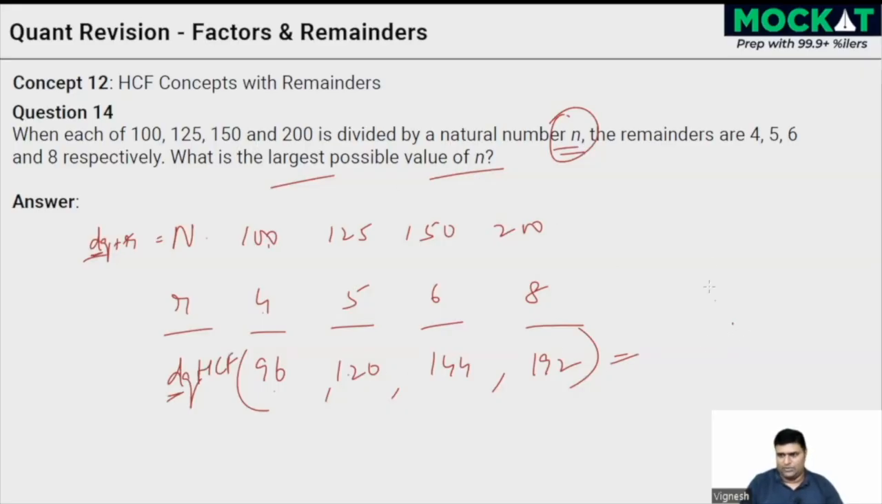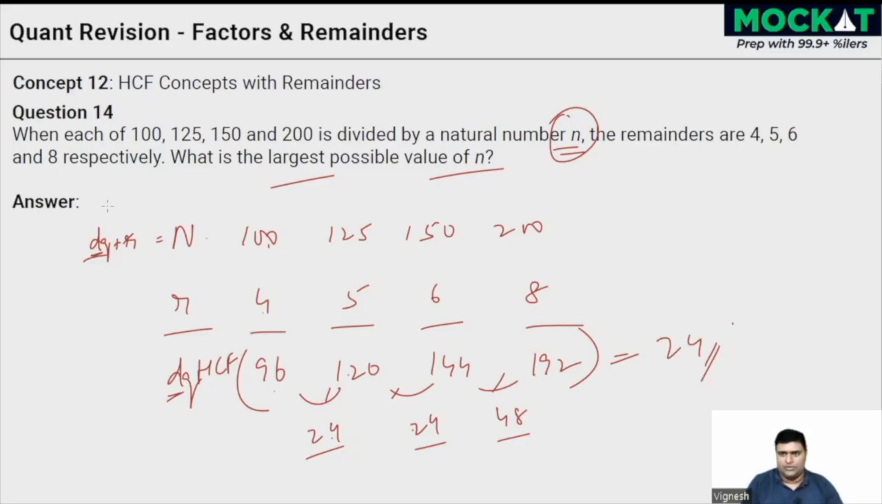So 96, 120, and so on. To find the HCF over here, you can take the differences, that will also do. The difference over here is 24, here 24, and here 48. You can also find the HCF of the differences. For 24, 24, and 48, 24 is the answer.